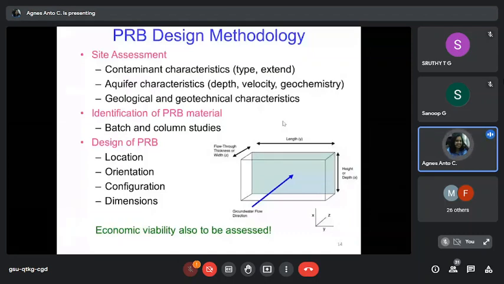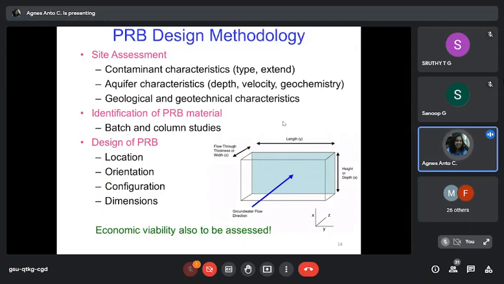When I refer to the site assessment, what has to be studied is first, what are the characteristics of the contaminant? Whether it is organic or inorganic in nature, and what is the extent of its contamination? That is basically how long the contamination has taken place, and what is the spread of it? Is the spread less or is the spread greater? So you should know the contaminant characteristics.